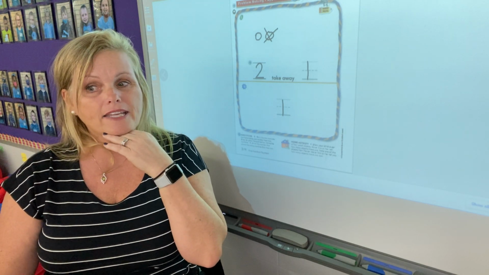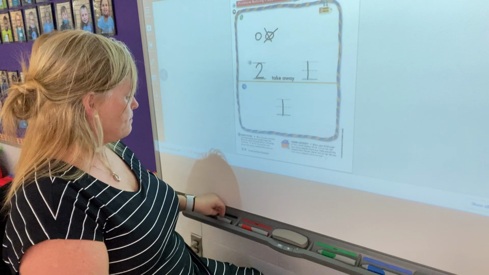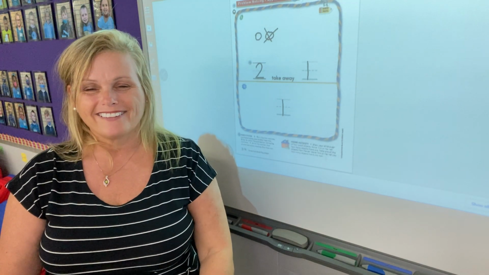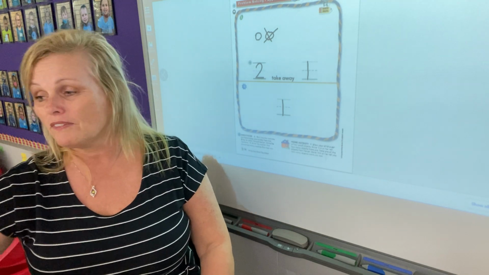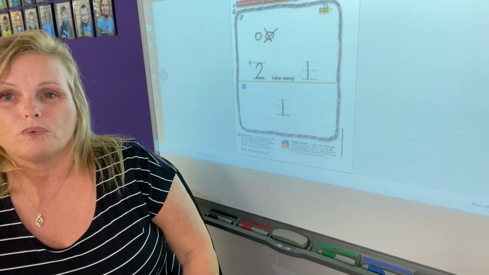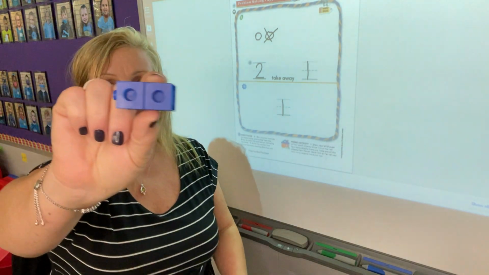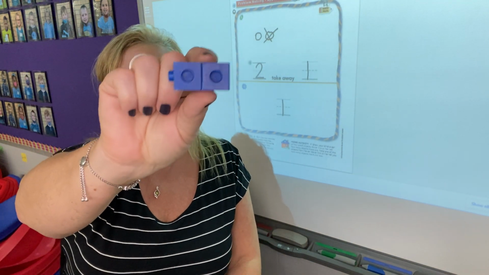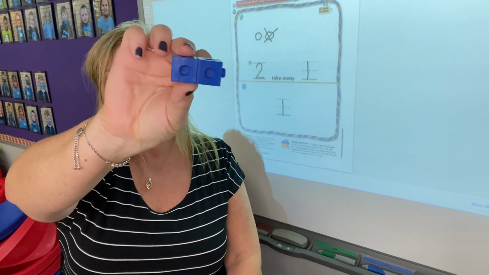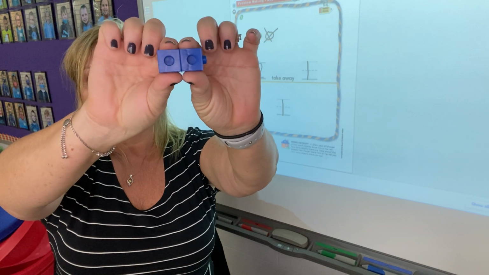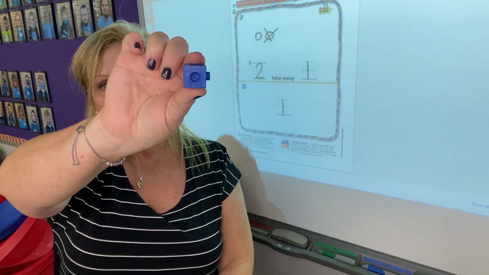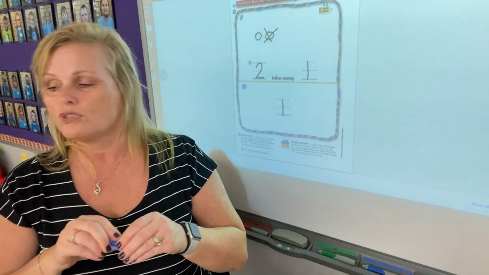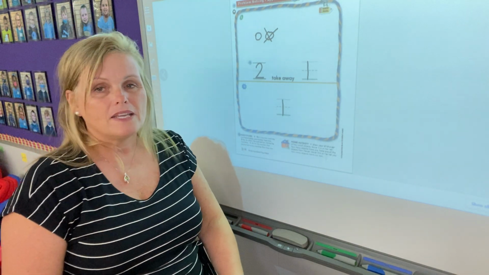Think about it like your mom gave you 2 French fries. You dipped one in ketchup and ate it. What do you have left? You only have 1 French fry left to eat. We could also think about it in the terms of using a manipulative. This is a block, so it's a manipulative. We have 2. If we have 2 and we take away 1, how many do we have left? We just have 1 left. So 2 take away 1 is 1.